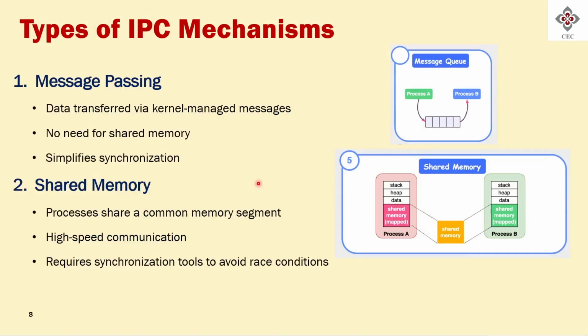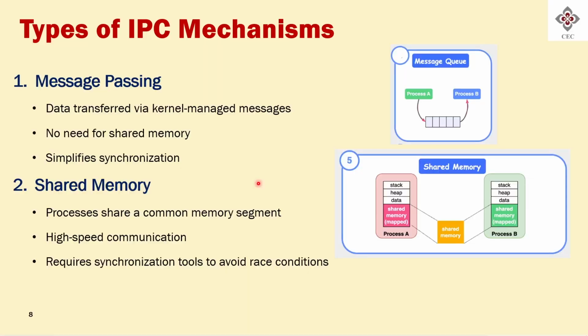So, the basic types of IPC mechanisms are message passing and shared memory. What is message passing? It is just data transferred via kernel-managed messages. There is no need for shared memory in between. It directly sends a message from one process to another process. In that case, synchronization is not an issue, because the sender and receiver are alive, and these two can exchange messages indefinitely.